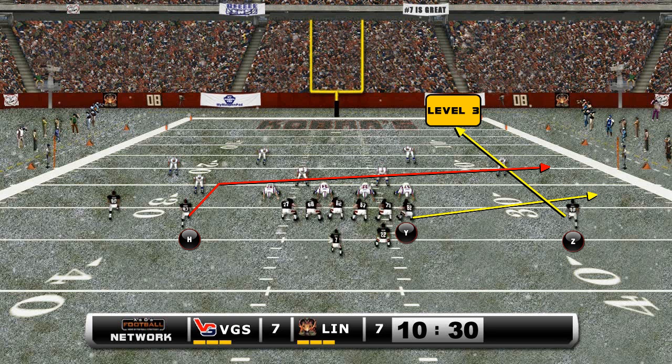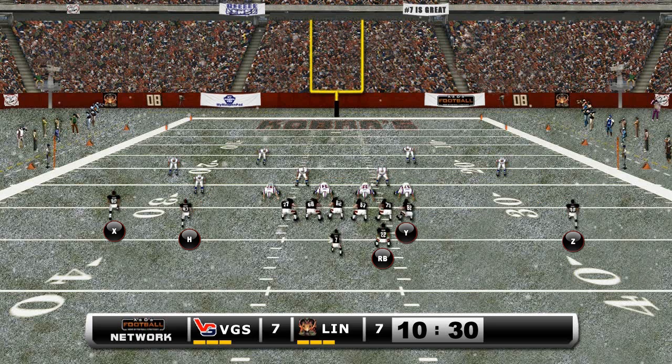And what I want to do here is run this play and just show you how effective this play is against the coverage that we talked about, cover 3. And mainly what I want you guys to do as you watch this particular play is concentrate on the slot receiver who's lined up right here, and he's running that crossing route. And that's the receiver that we're actually going to look to throw to with this particular play. So let's go ahead and run it and just take a look at it.